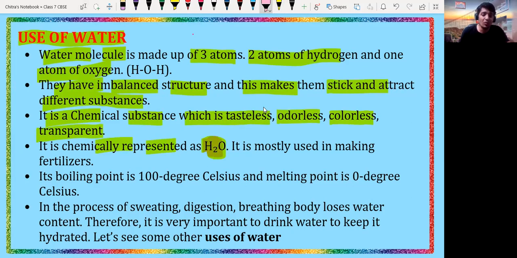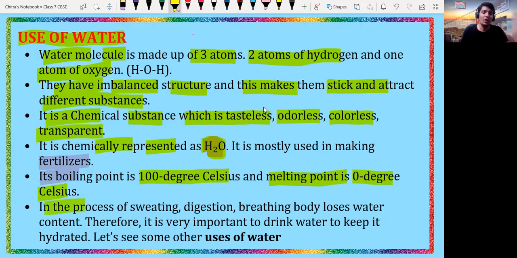It is mostly used for making fertilizer. Most fertilizer chemicals are made using water. Not only water, but other chemicals also, but the base, the solvent they use, is water. The boiling point of water is 100 degrees Celsius, and the melting point of ice, the solid form of water, is 0 degrees Celsius. These are very important points that you have to remember all the time.